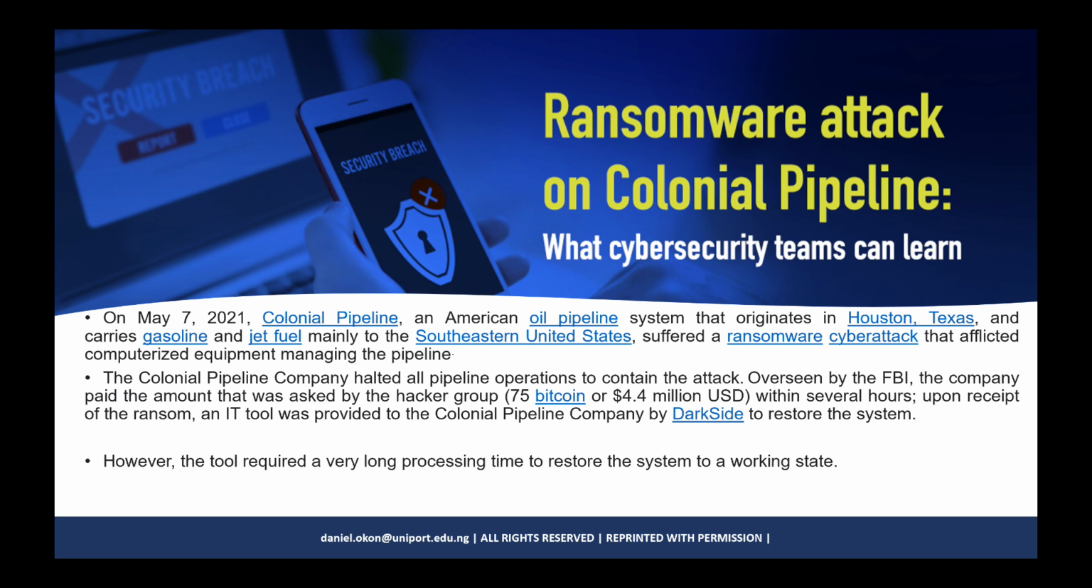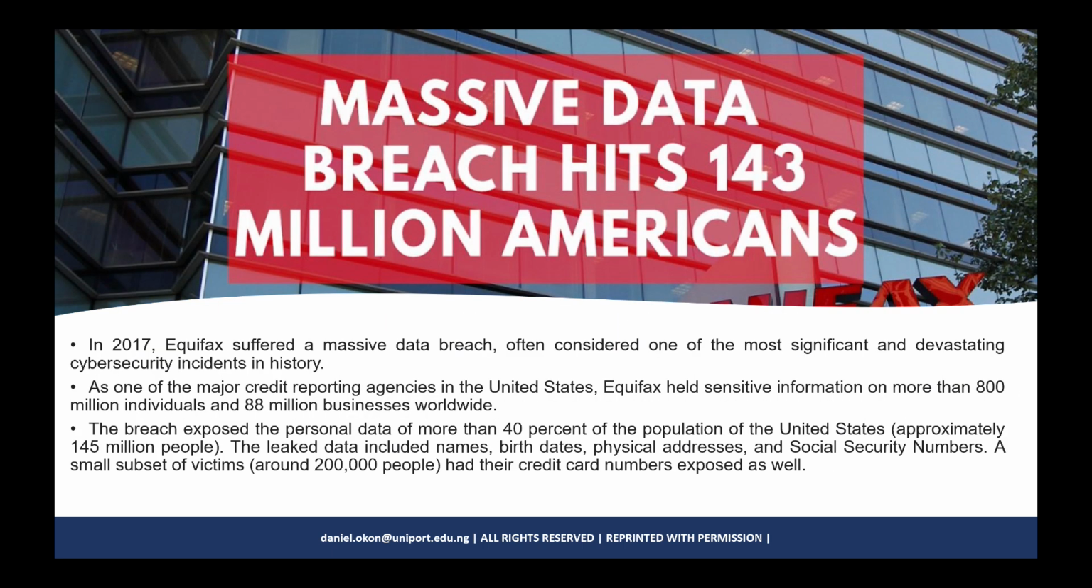What then happened? When they paid this 75 Bitcoin, the company which is called DarkSide, that is the hacking group, they now provided a software to them to install. That software was now to undo whatever they did so that they can have access to that system. But by then the deed was done. And what was the deed? The entire pipeline system came down. Let's see the next case study.